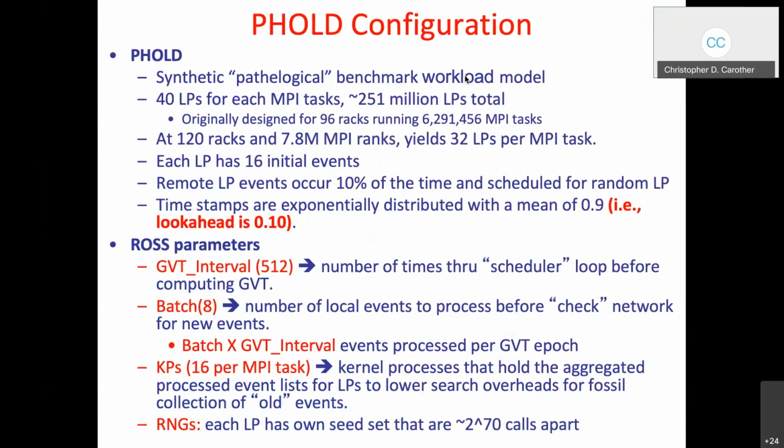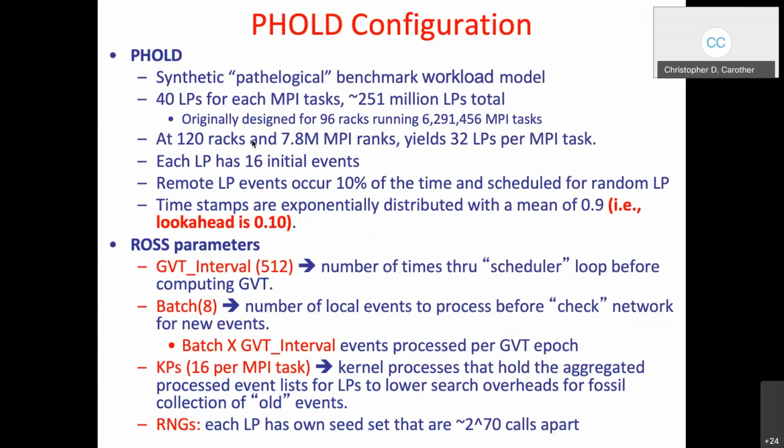I wasn't able to run on this machine. It was actually a classified machine. And so I didn't know the fact that they were going to be able to run it at 128 racks. And this is the configuration: we were running something like 7.8 million MPI ranks with 32 of those LPs per MPI task, with 16 initial events per LP. And so we'll see some of these results.